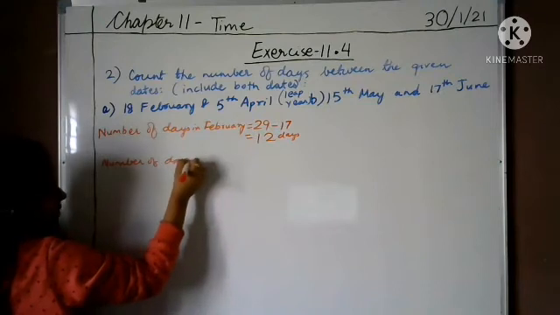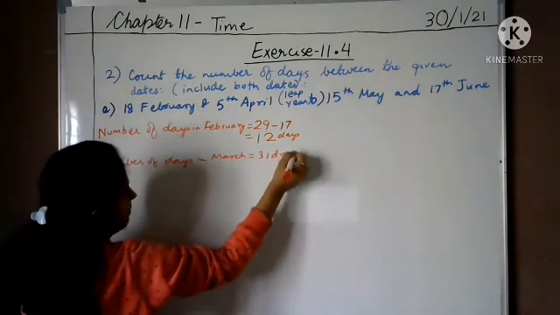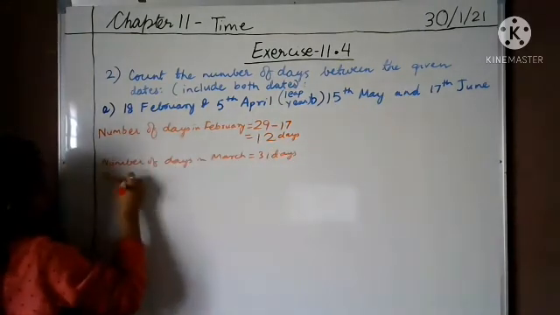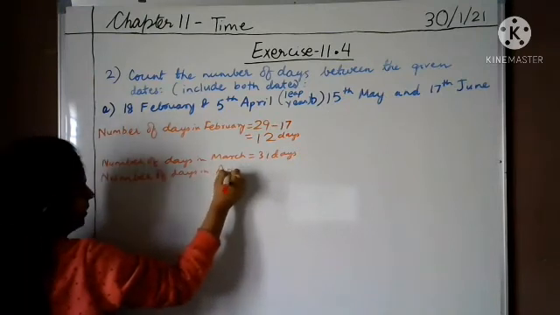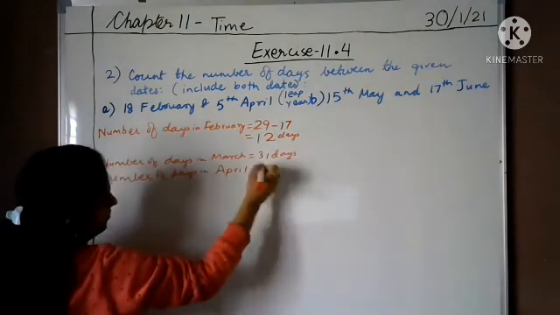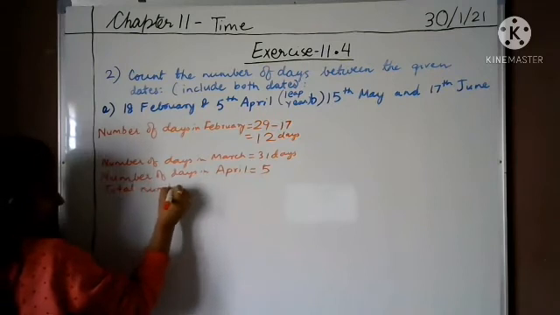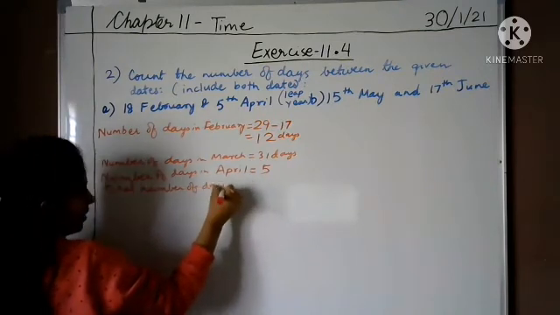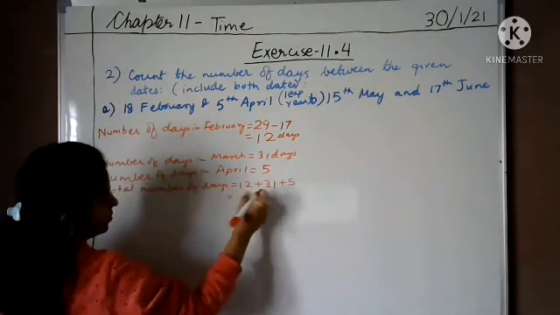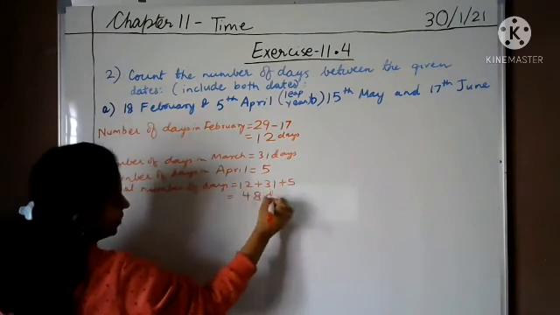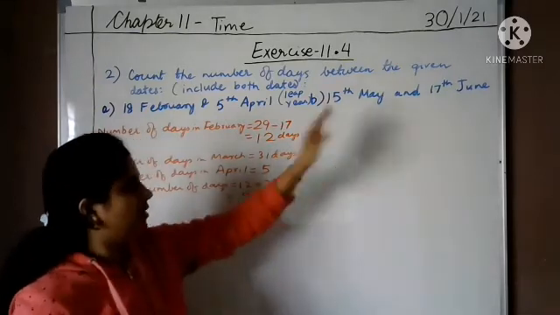Number of days in March. मार्च में कितने डेज होते हैं? 31 डेज. Number of days in April. कितना होगा? हमें ये डेट लेना है. सो 5. ओके, टोटल नंबर ऑफ डेज 12 plus 31 plus 5. So 5 to 7 and 1 8, 3 and 1 4. So the answer is 48 days.